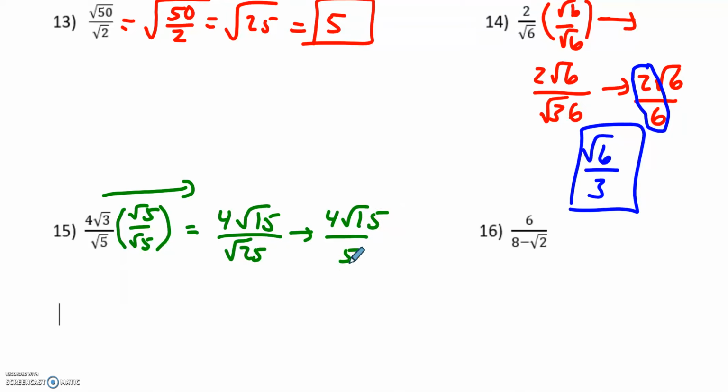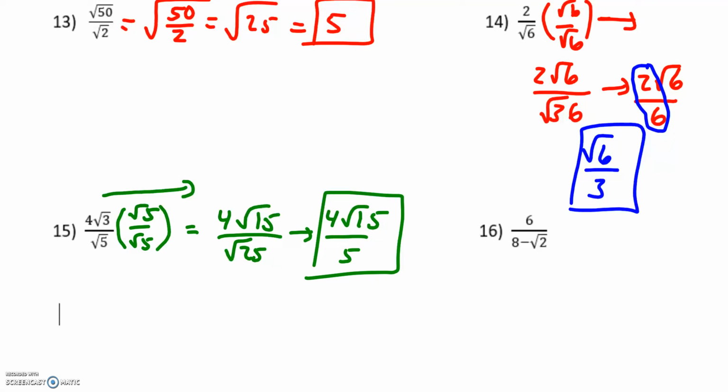And last but not least, I'd look to see if I can do anything with the root 15. I could split it into 5 and 3, but neither are perfect squares, so it doesn't really help me. So what I've done is removed the radical in the denominator, or rationalized it, so we are done with number 15.